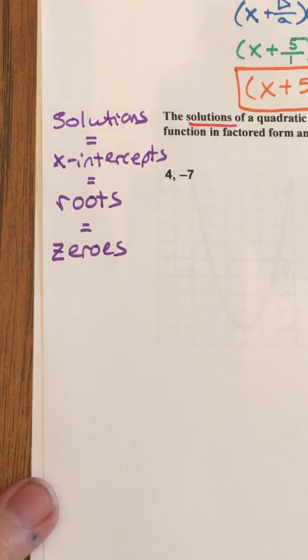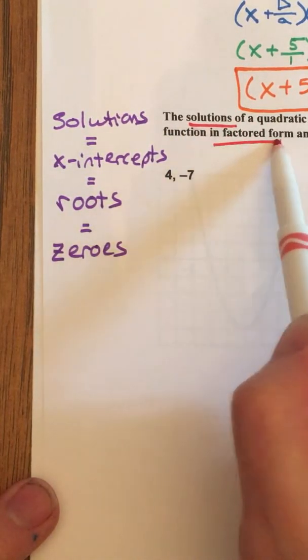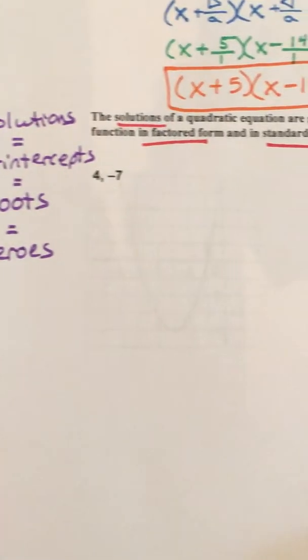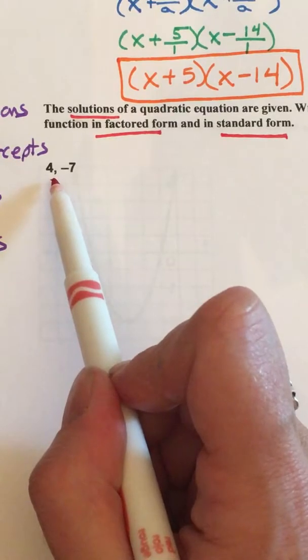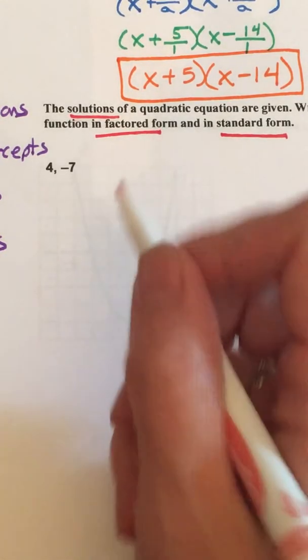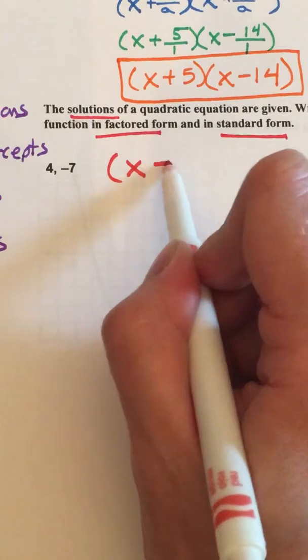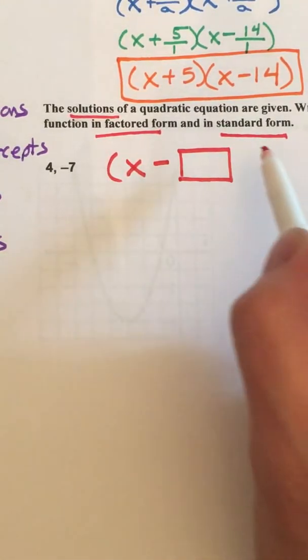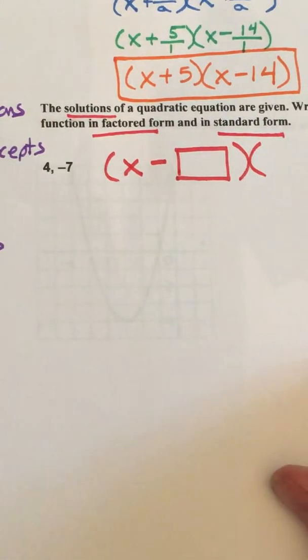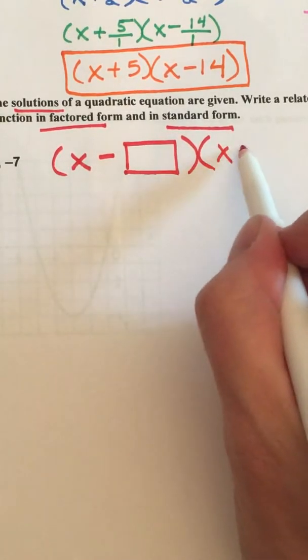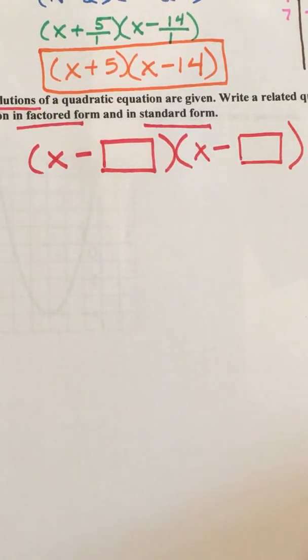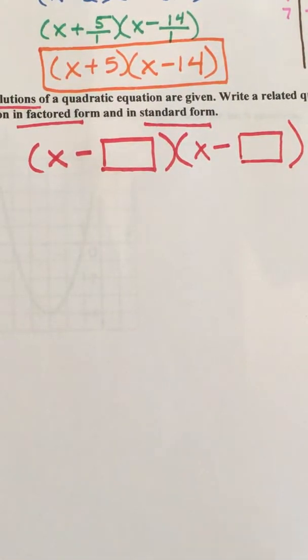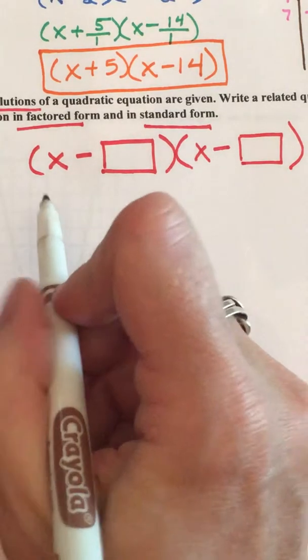So we have the solutions. Let's go write our answer in factored form and then in standard form. So if these are the two solutions, the factored form would be X minus some number, one of the solutions, times X minus the other solution, the other number. This is super friendly, super easy. So let's go do it.